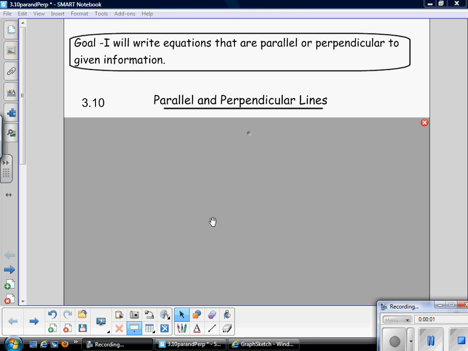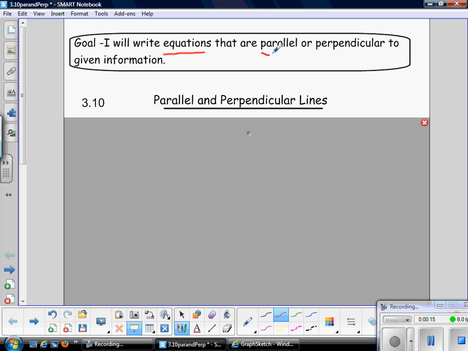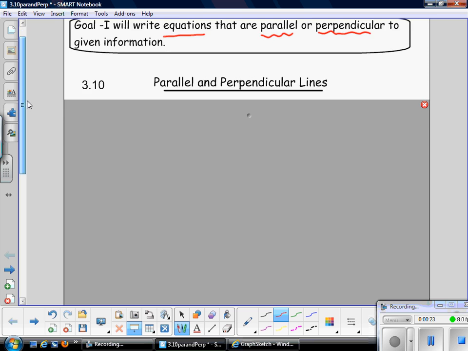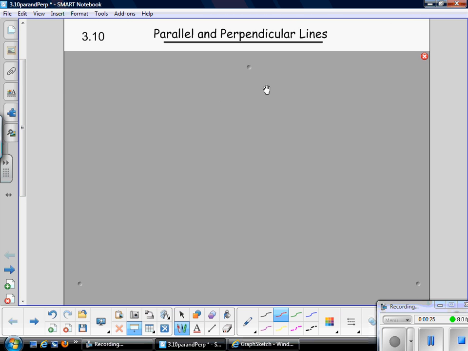Okay, so today what we're looking at is parallel and perpendicular lines. Our goal today is I can write equations. We're still writing equations using the information from the last three lessons, but we're going to be talking about very specific ones, parallel or perpendicular lines, using the information they give us. First of all, let's look at parallel lines.